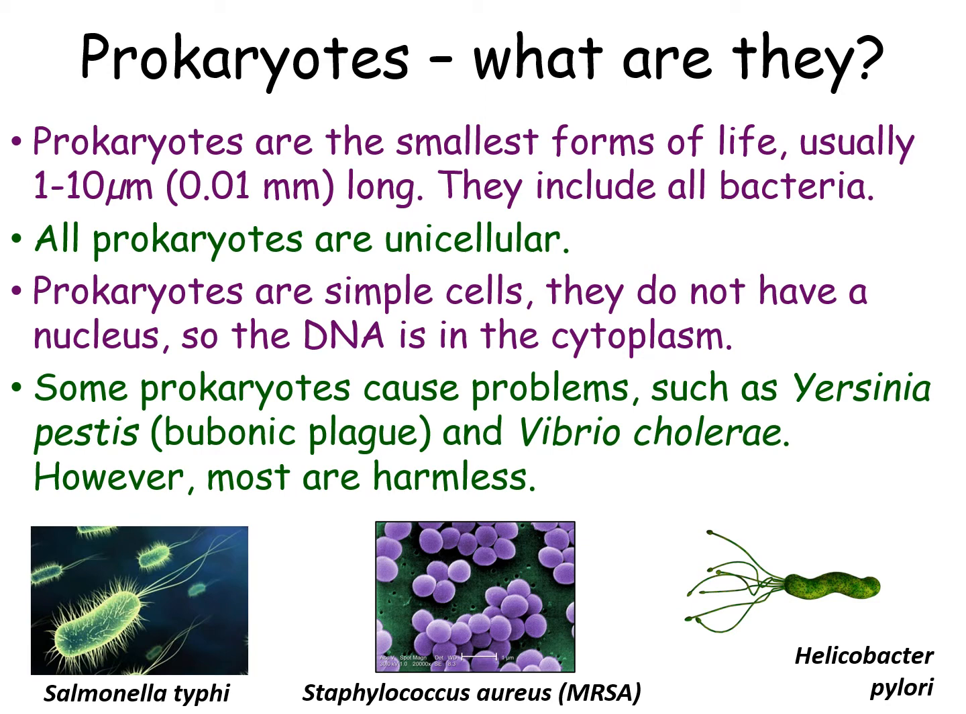Our next group are the prokaryotes, and these are our single-celled organisms, and they are the smallest forms of life, but also some of the oldest forms of life as well, including all bacteria. And all organisms within this particular category are all made of one cell. They're all unicellular. These are very, very simple cells.